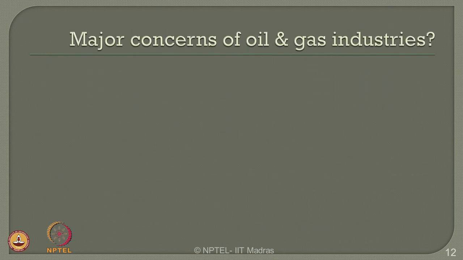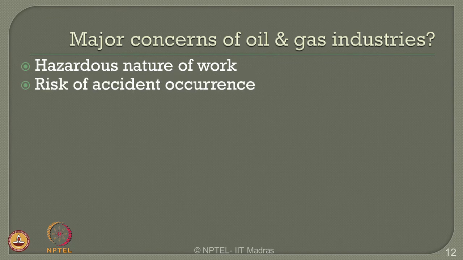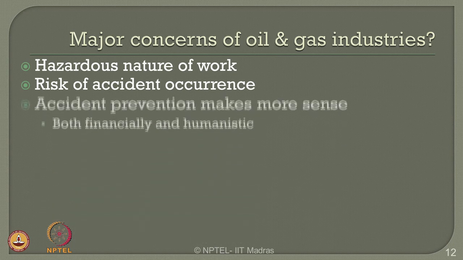What are the major concerns which we must understand and remember, which are applicable to oil and gas industries? Oil and gas industries involve a very hazardous nature of work. The risk of accident occurrence is relatively high, and the consequences are also very high. You may worry about the frequency of occurrences, but we understand risk is a product of these two. The risk of accidents in the offshore industry is very high.